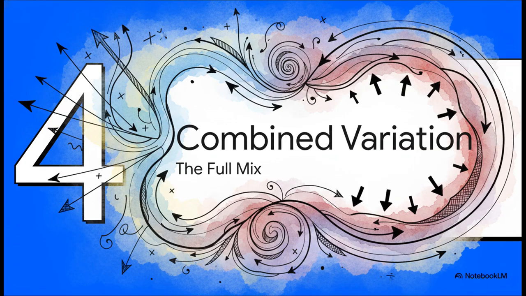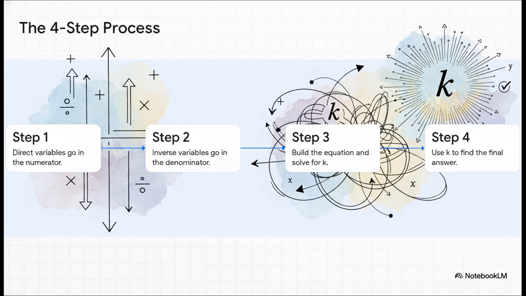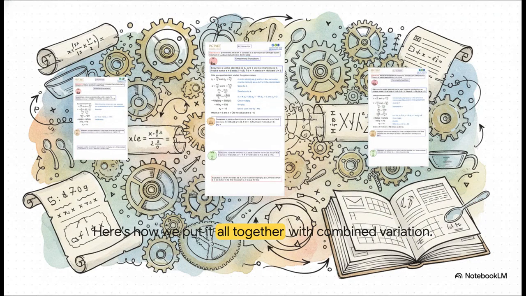This is called combined variation, and it's exactly what it sounds like. We're going to have a variable that has a direct relationship with one thing and an inverse relationship with another thing, all in the same problem. Now, this might look intimidating, but I promise it's super simple if we just follow a recipe. Step 1, anything that varies directly goes on top, in the numerator. Step 2, anything that varies inversely, you guessed it, goes on the bottom, in the denominator. Once you've built your equation that way, the rest of the problem is exactly the same stuff we've already been doing.